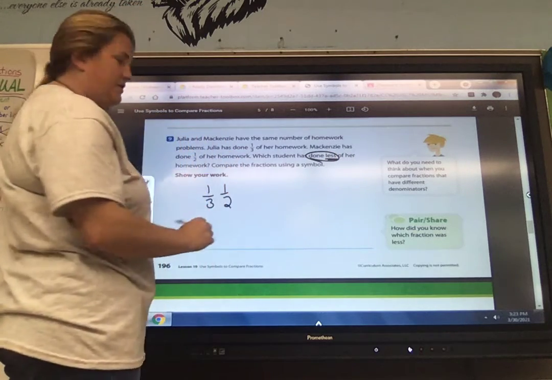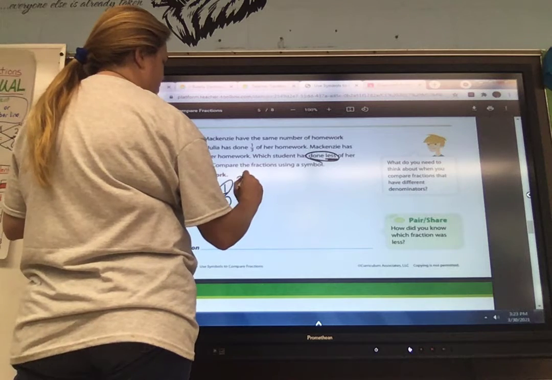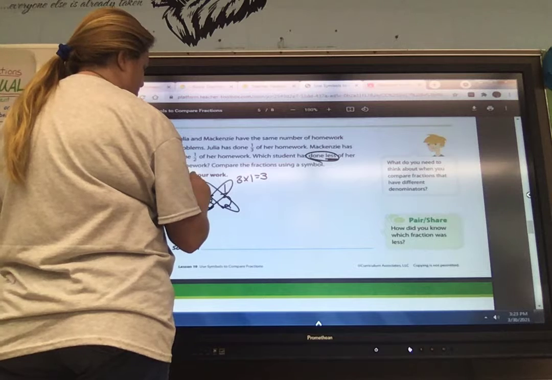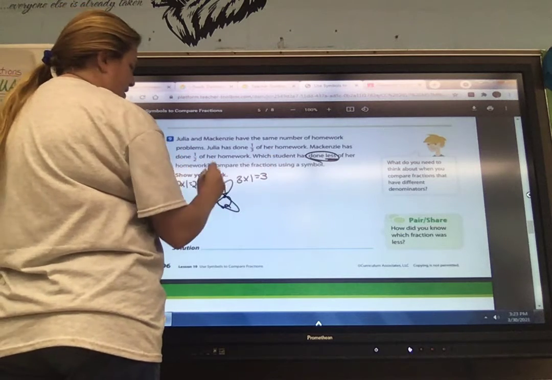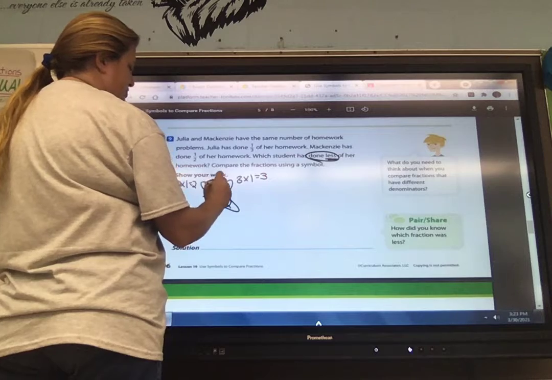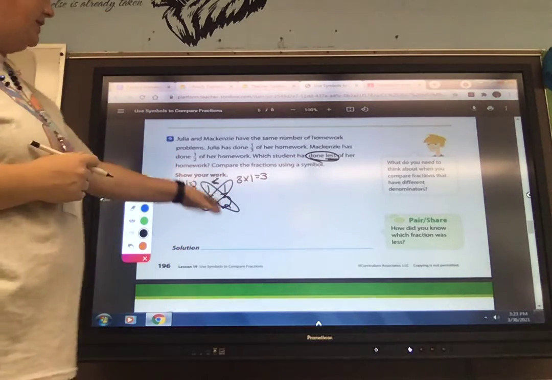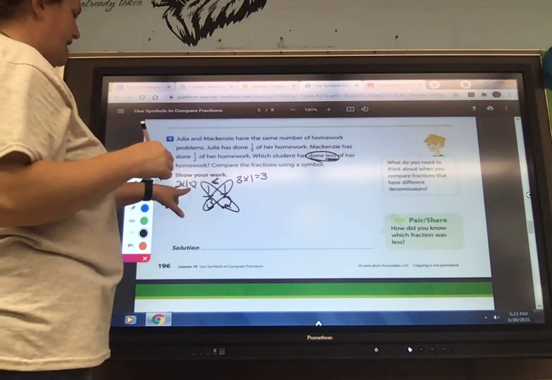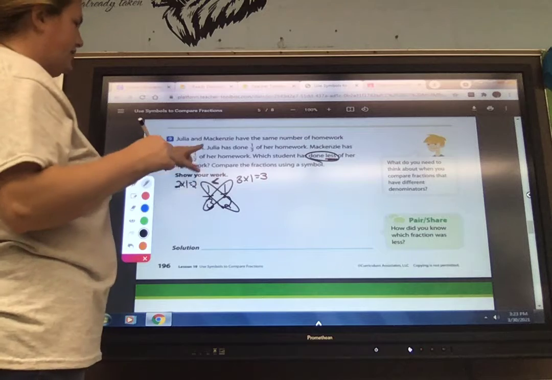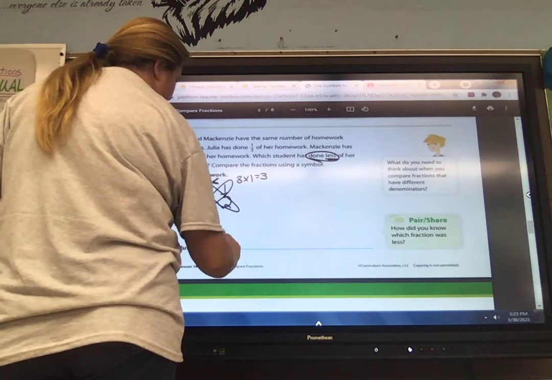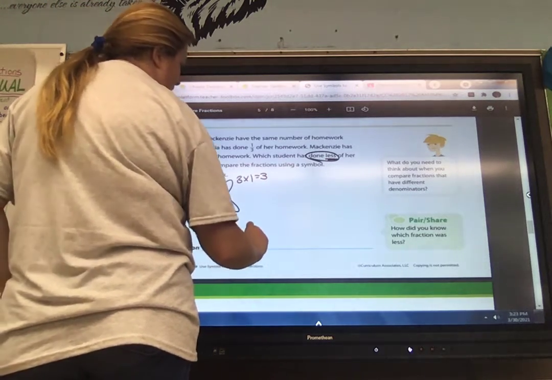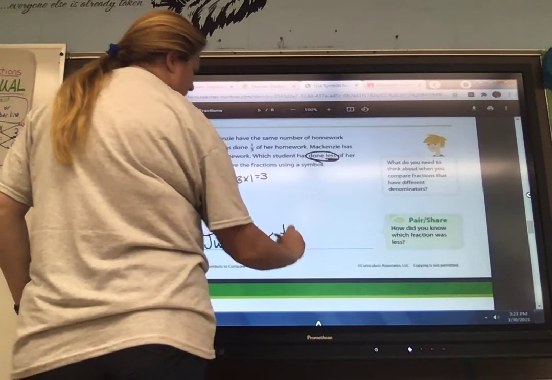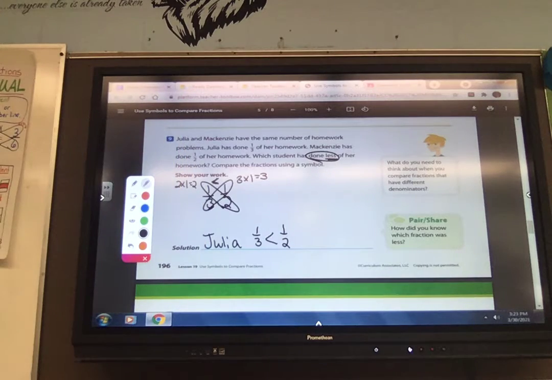So 1/3 and 1/2. Butterfly, bottom up. 3 times 1 is 3. Bottom up. 2 times 1 is 2. 2 is smaller than 3. So our less than symbol should be eating that half. So down here, which student has done less? We want the less. So we want the third. And who is the third? Julia. Why? Because 1/3 is less than 1/2. We use that less than symbol.